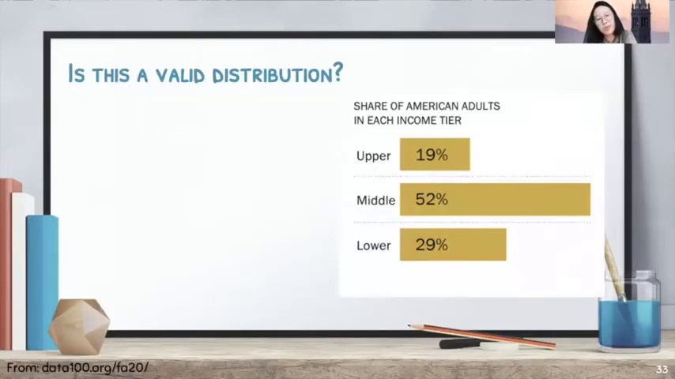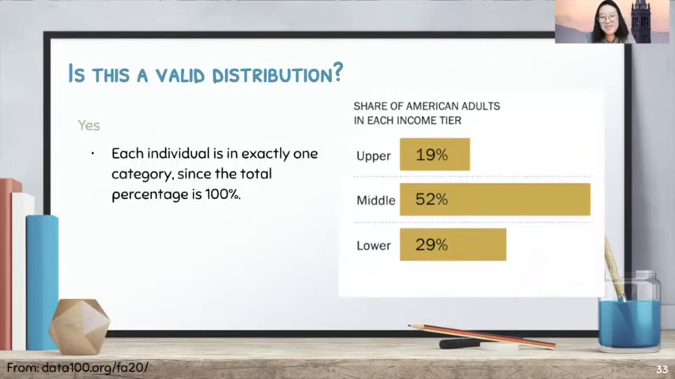How about this example? Is this a valid distribution? If you guessed yes, you're correct. Pretty simple, right? It's a valid distribution because we see that the total percentage of American adults in each income tier sums to 100%. So this means each individual appears in exactly one category.